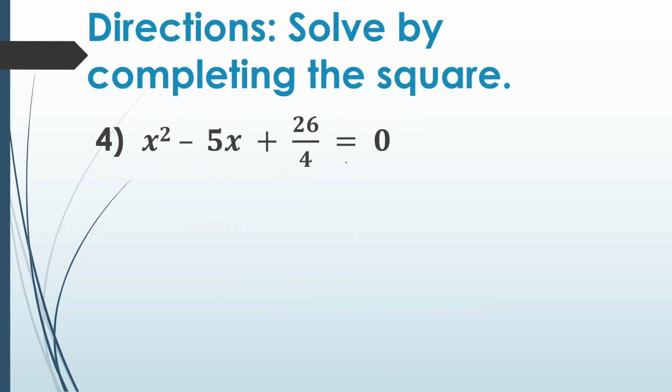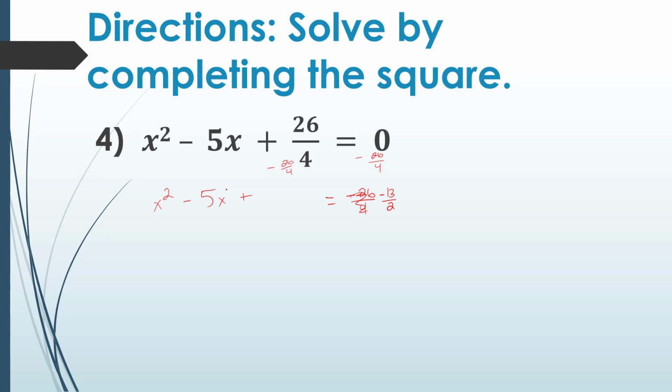All right, let's try another. X squared minus 5x plus 26 over 4. Now, I would be happy if you want to simplify 26 over 4, because that doesn't matter to me. So, x squared minus 5x plus something, because remember, we're going to subtract the 26 over 4 from both sides, equals negative 26 over 4, or negative 13 over 2.